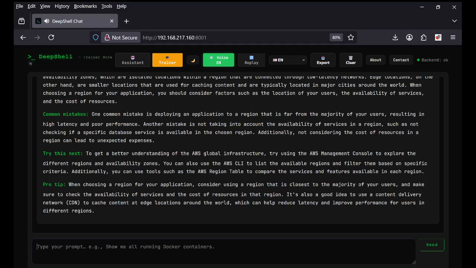Pro tip: when choosing a region for your application, consider using a region that is closest to the majority of your users, and make sure to check the availability of services and the cost of resources in that region. It's also a good idea to use a content delivery network, CDN, to cache content at edge locations around the world, which can help reduce latency and improve performance for users in different regions.